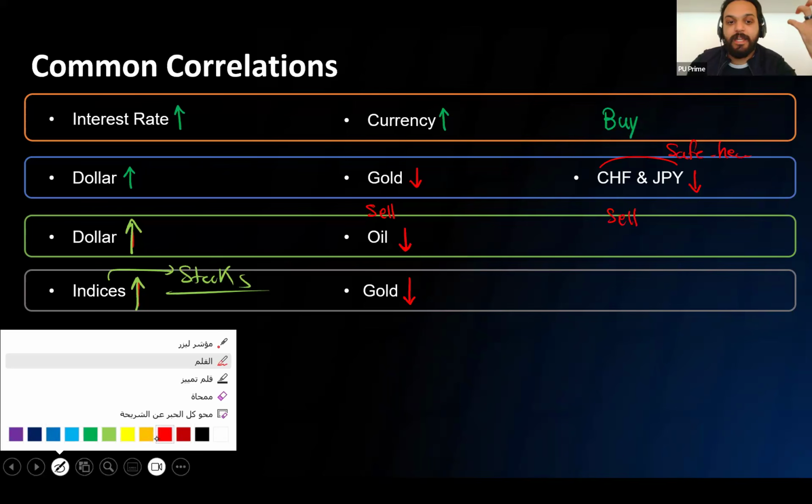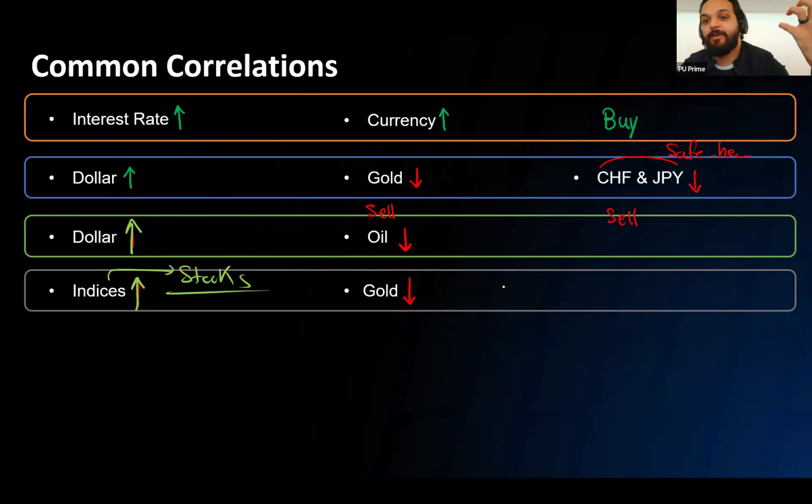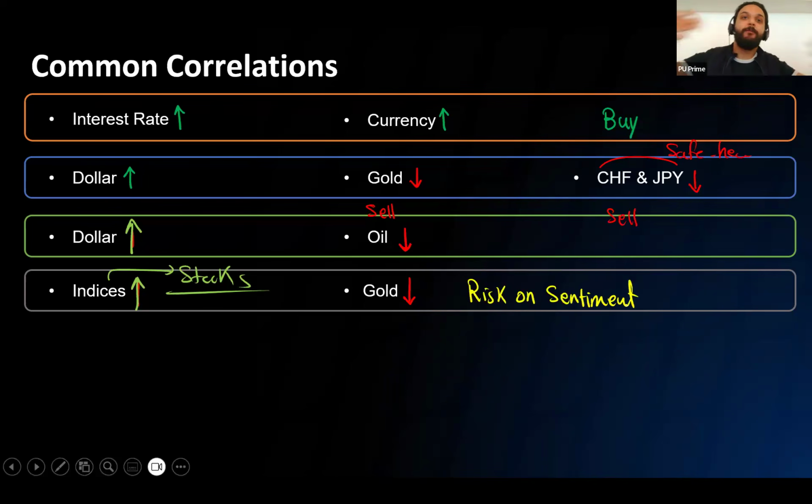And this, guys, in the market, is known as risk on sentiment. You know what it means, risk on? That people are willing to take more risk. Give me more risk, because I trust the economy. I can see that we are booming, right? So if we are booming, then let's take more risk. Why should I buy gold? Gold is not going to bring any returns, but stocks are going to, right? Good.